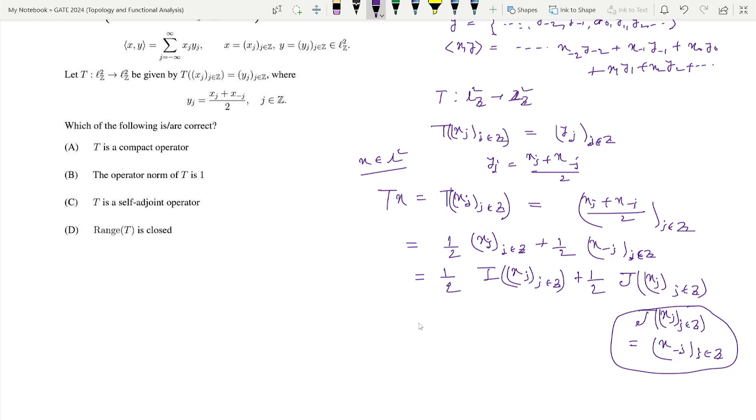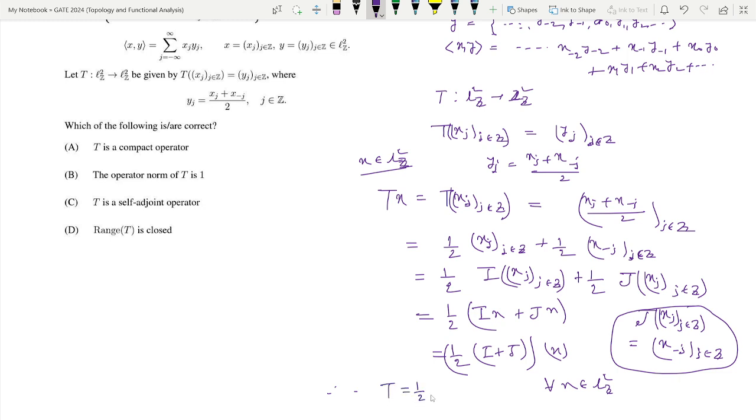So now T is actually half Ix plus half Jx. So this is actually half (I plus J) at x, and this holds for all x belongs to this ℓ²(Z). We have taken arbitrary element x belongs to this ℓ²(Z). So we have this T equal to half (I plus J). Okay.